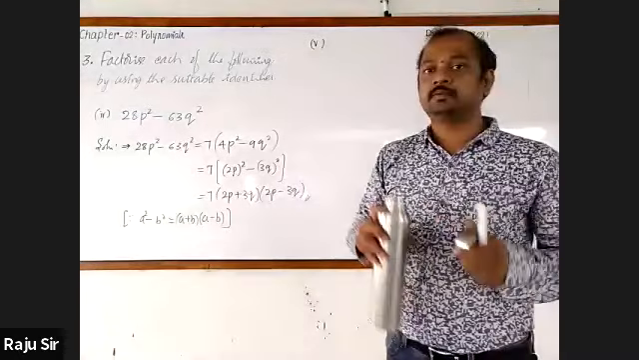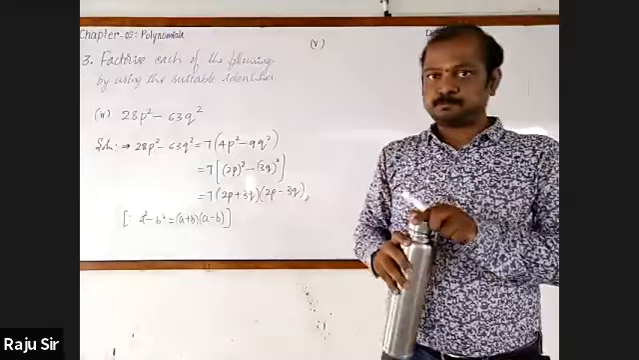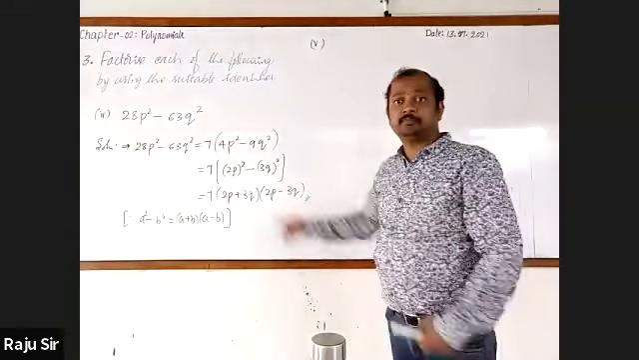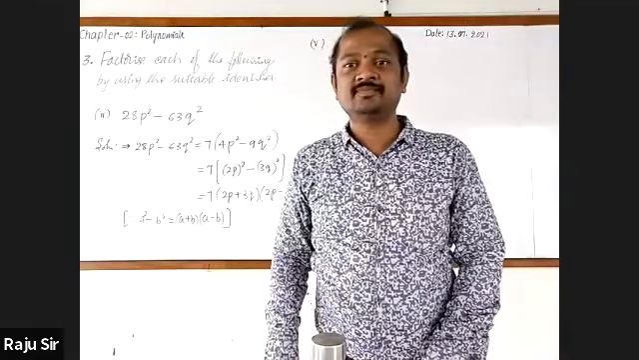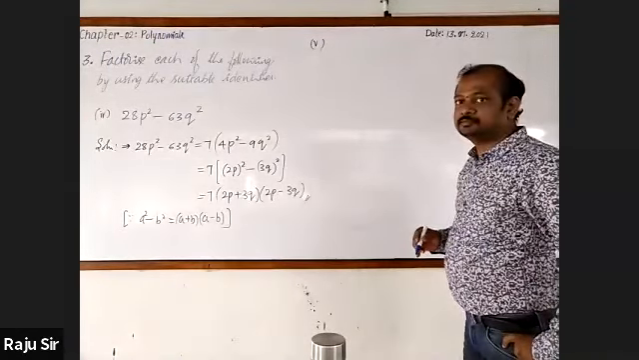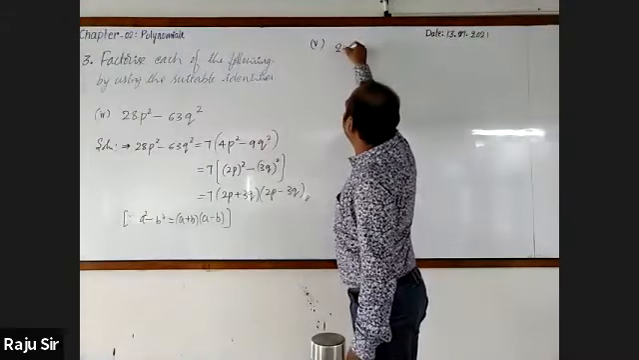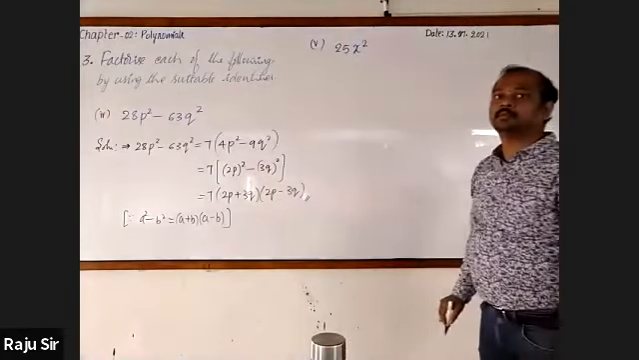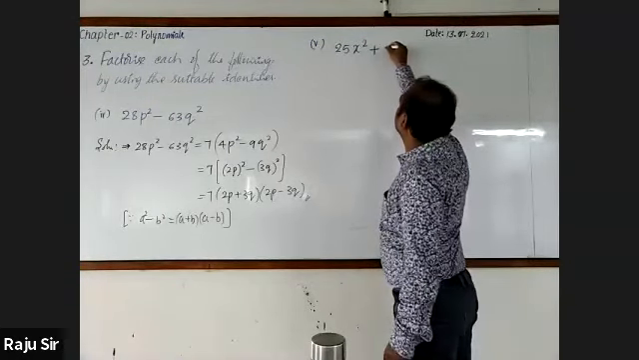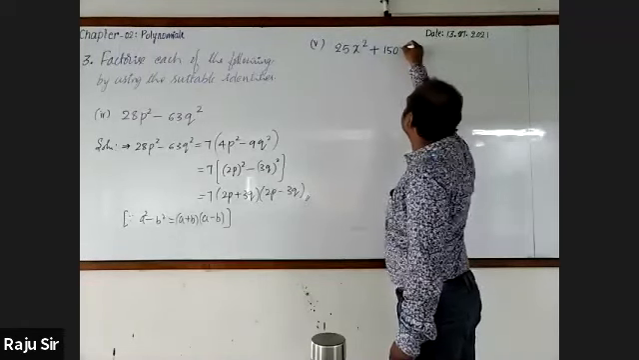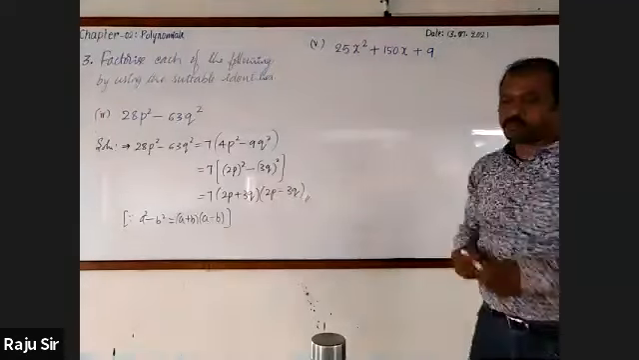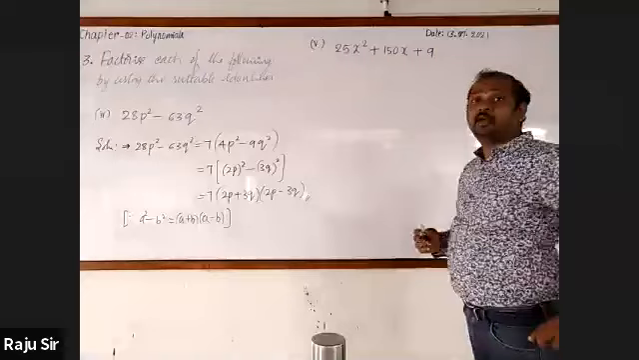Now, shall I take up the fifth one? Yes, sir. You may. Have you completed? Yes, sir. Right. Now, the fifth one. 25x square plus 150x plus 9. 5x plus 3 whole square. Very good, very good, very good.